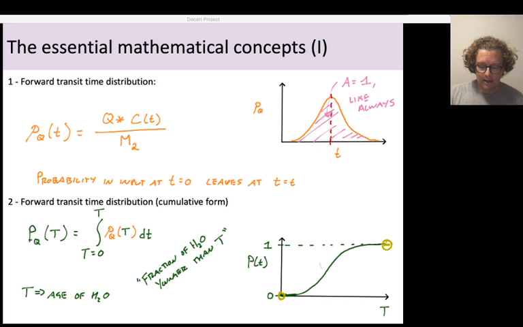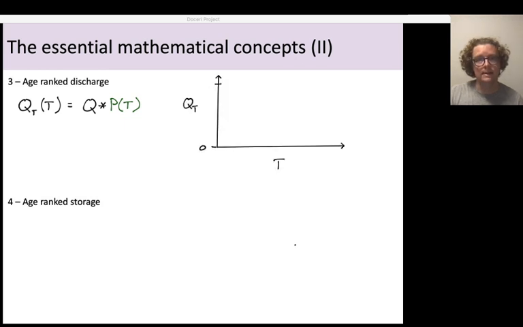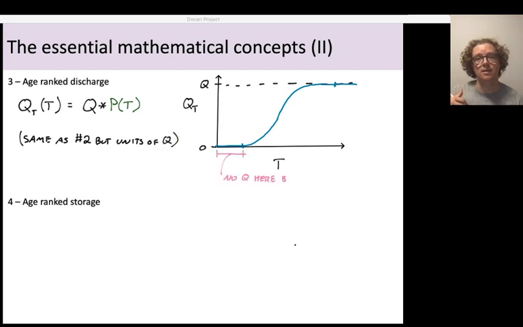Okay, so these have to do with how old the water is that's leaving our system, or how long water has spent in our study reach. Concept 3 is age-ranked discharge. All we're doing here is taking the discharge we already know, Q, and multiplying it by that cumulative distribution, P_Q. What this does is the exact same interpretation as concept 2 from the previous slide, but instead of having it in units of probability, you're starting to assign this to physical quantities.